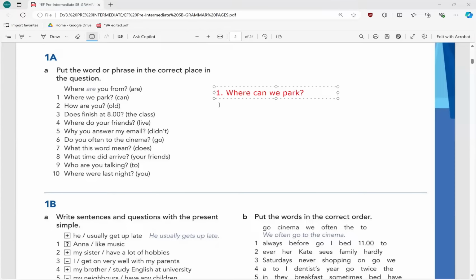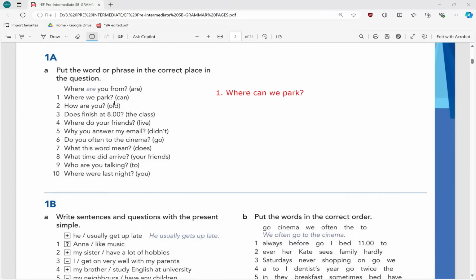And now number two, how are you old? So we need to use the old somewhere. So it will be how old, because this is a part of the question word, right? So how old? How old are you? Okay, just number two. How old are you is done.